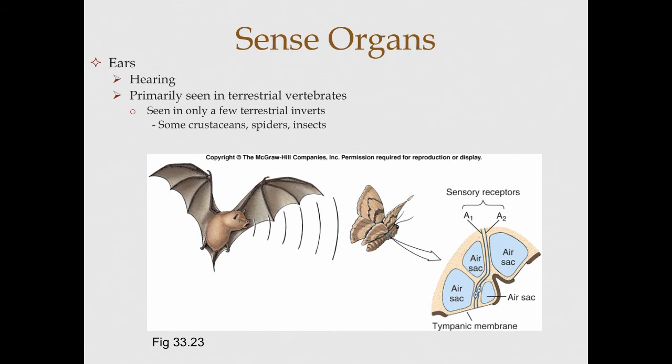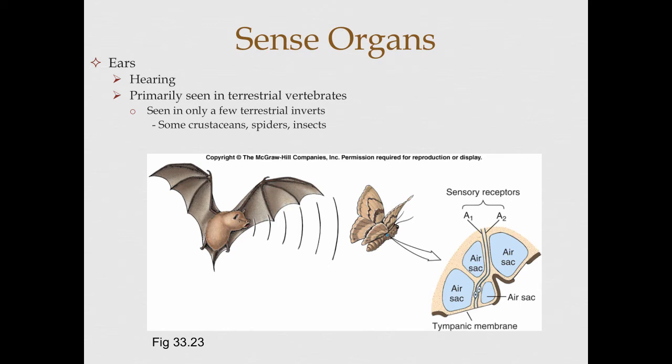Another example of a mechanoreceptor are ears. Ears are associated with hearing, which is picking up vibrations of sound. This is primarily seen in terrestrial vertebrates, and it's not really seen in too many terrestrial invertebrates. However, one example of an invertebrate that does that are moths.